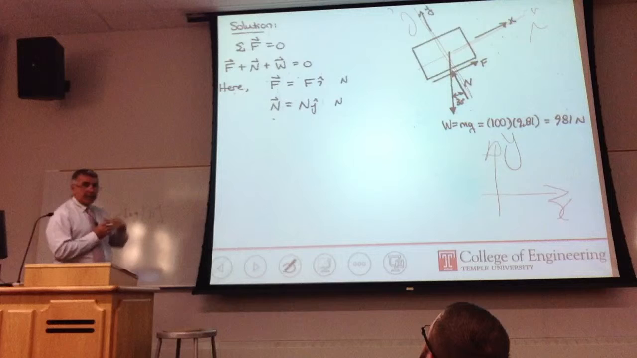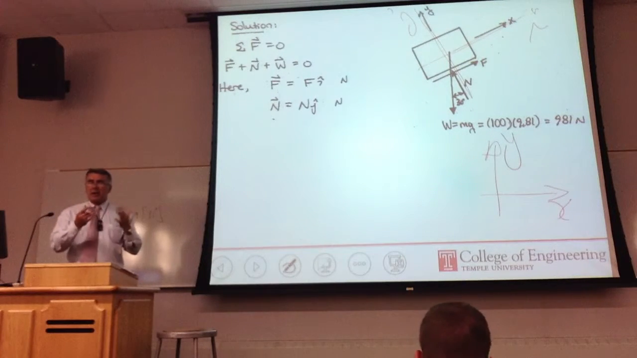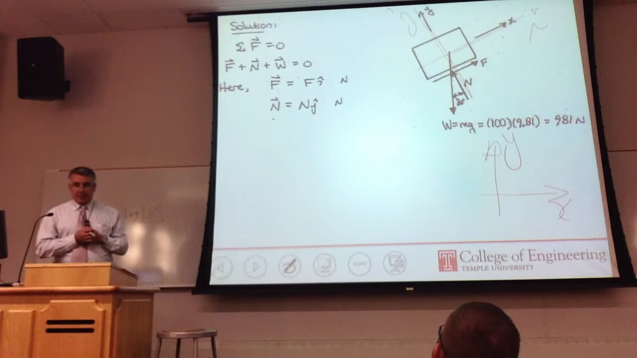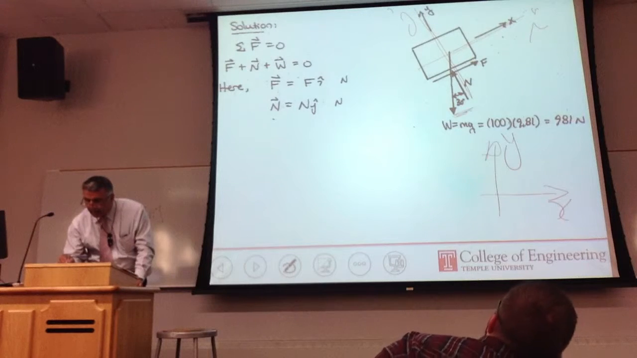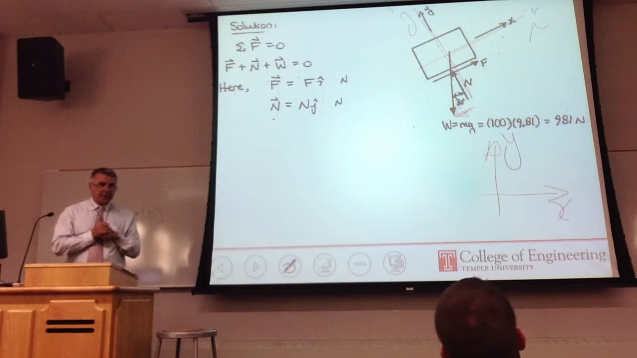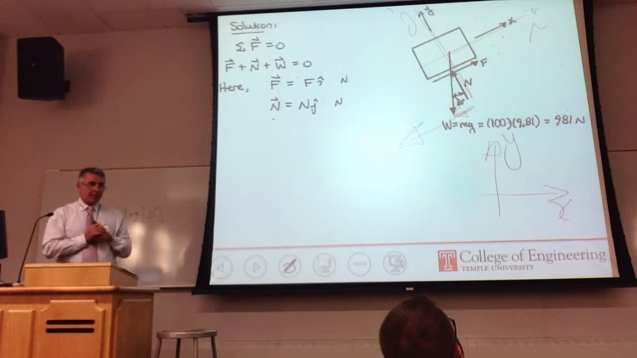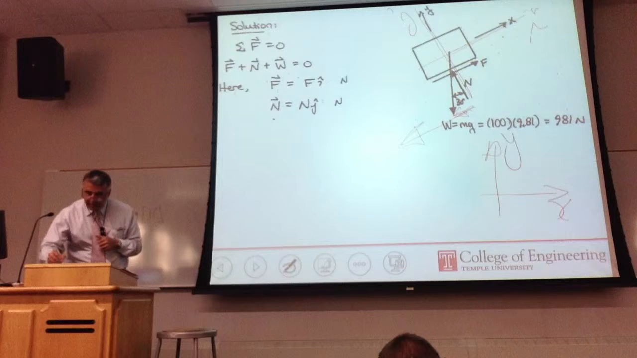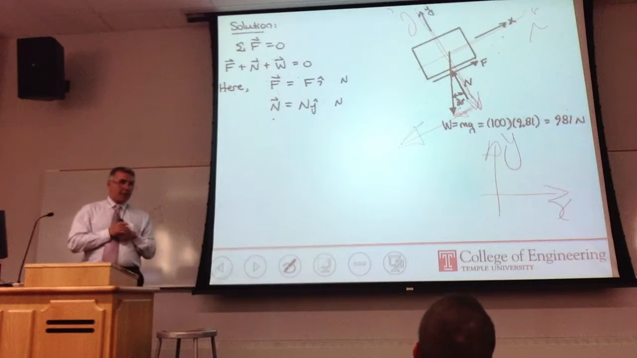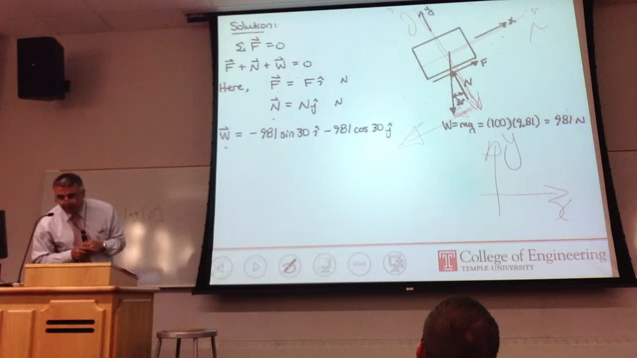W, right? Does that W have an I component? Yes, right here. Is it negative or positive? Negative, because it's in the negative direction. Does it have a j component? Is it negative or positive? Negative. Great. So now I have to describe W.